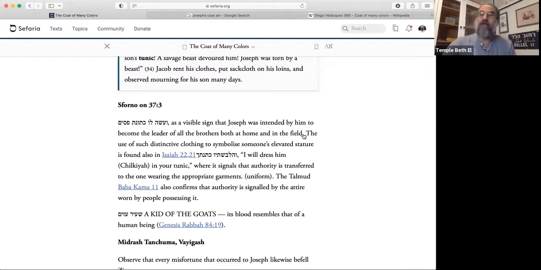So Seforno reads this unapologetically as, I think what you said earlier, Margaret, maybe this is meant to deputize him, to elevate his rank. The use of such distinctive clothing to symbolize someone's elevated stature is also found in Isaiah 22:21. There also, where it says tunic, it signals that authority is transferred to the one wearing the appropriate garment. The Talmud also confers that authority is signaled by attire worn by people possessing it.